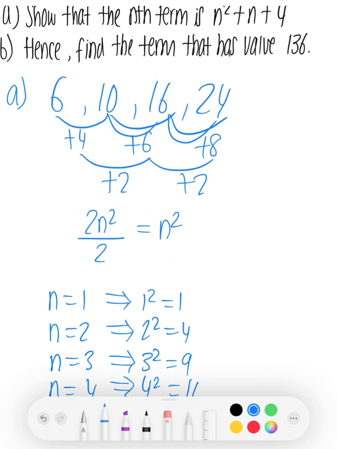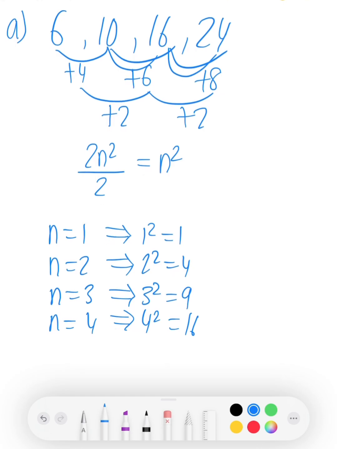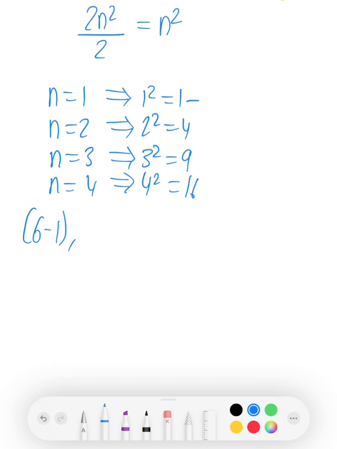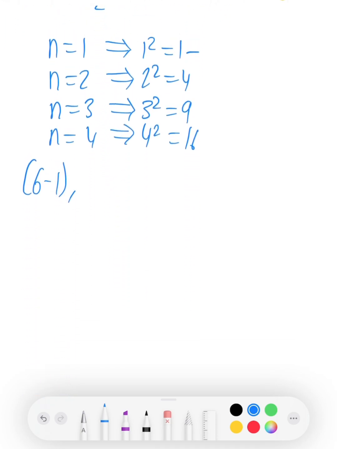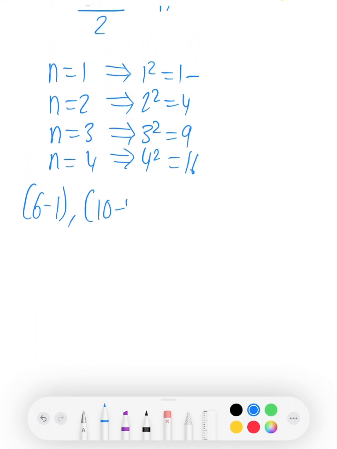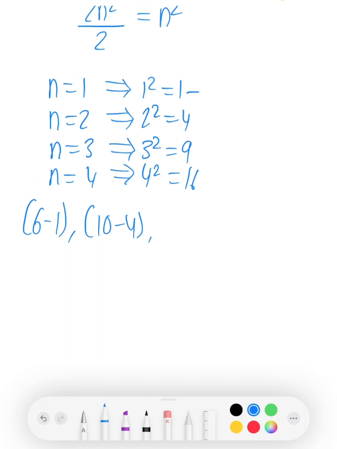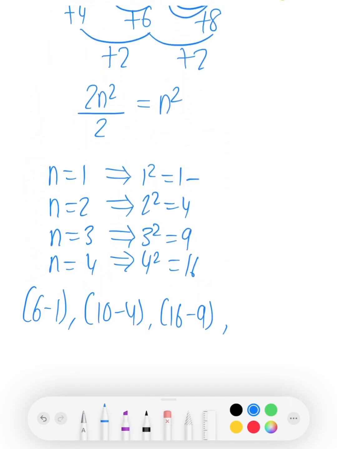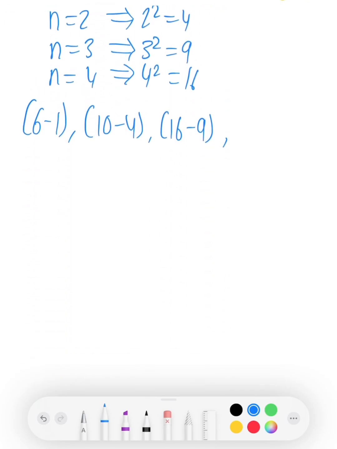Same process, we're just going to do some subtraction. So we've got this 6 here minus this 1 here. So we will begin to do that whole pattern again. So we've got 6 minus 1. Then we have 10 minus 4. Then we have a 16 minus 9. And finally, we have a 24 minus 16.